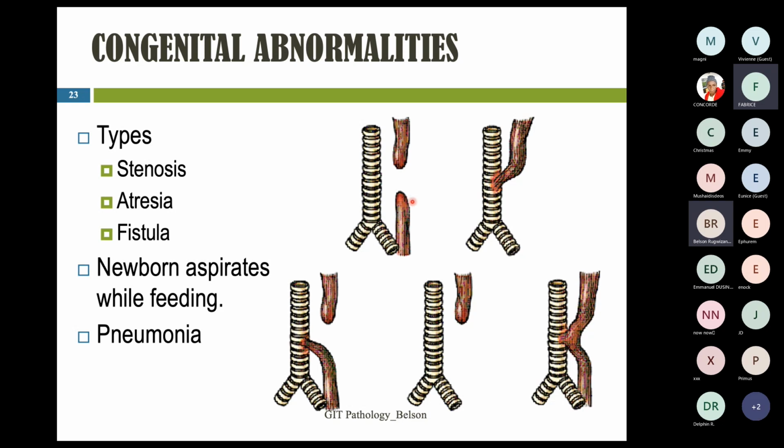Atresia means that a part of an organ is absent. It can be duodenal atresia, it can be esophageal atresia, and so on. And fistula means there is a communication between two different hollow organs.